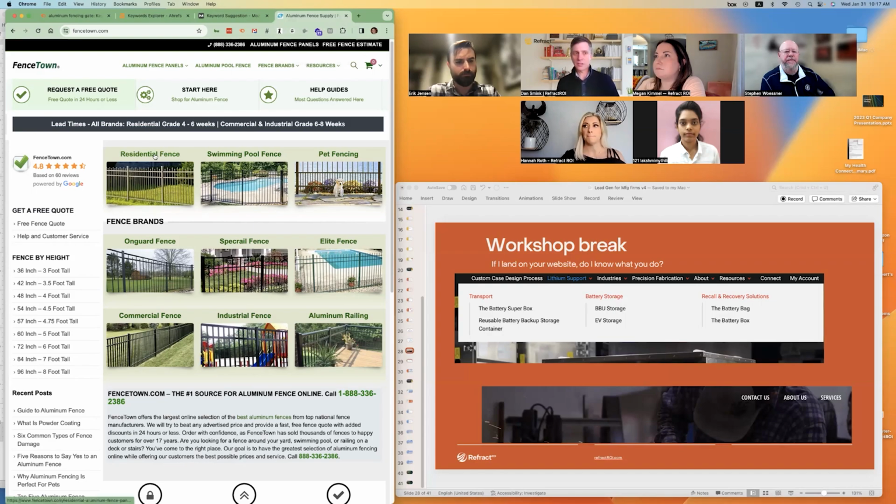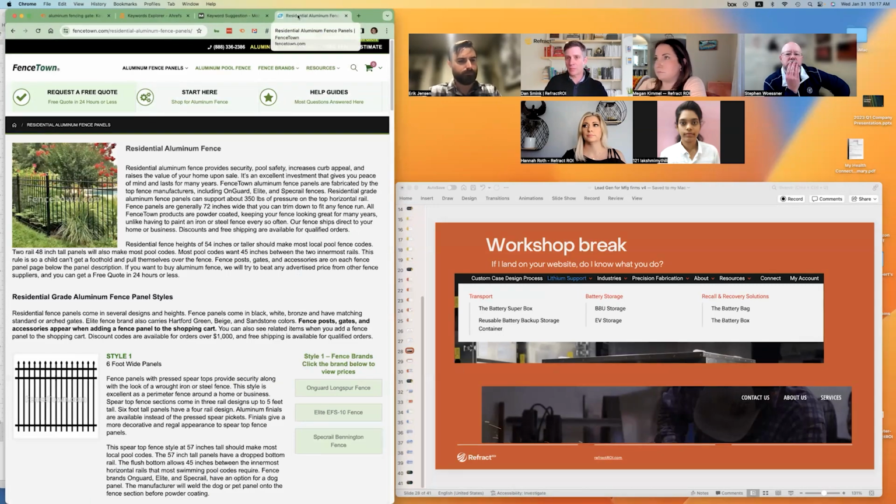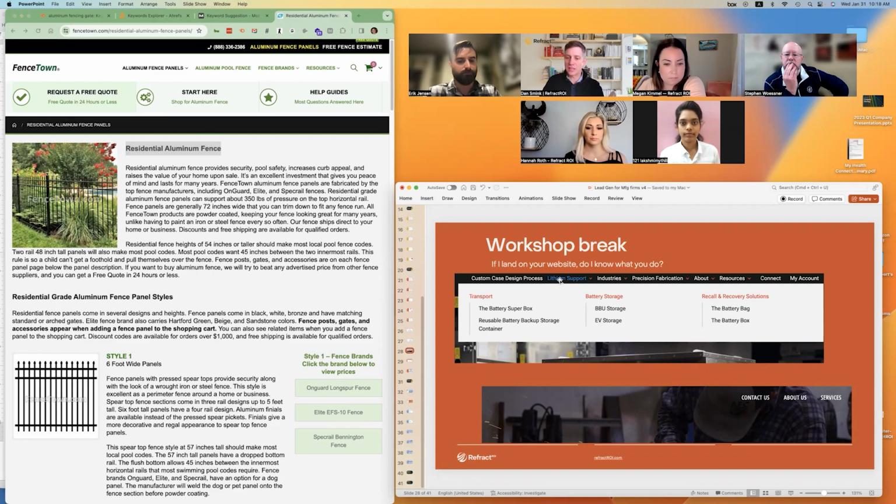If we go into the interior pages, so let's say we go into this residential fence page, we mouse over the tab, and it tells us residential aluminum fence panels. That's the keyword in the title tag. Residential aluminum fence is the heading. It's the keyword in the heading, okay? That's telling the search engine what the page is about. So when the search engine comes through and indexes the site, it reads these things to know what you're talking about. If you have a site like this example over here, where it just says services, the engine has no idea what that's about. But a site like this, it knows that this page is about lithium support, and then it's going to know these interior pages are about battery boxes, storage, battery bags, things like that.